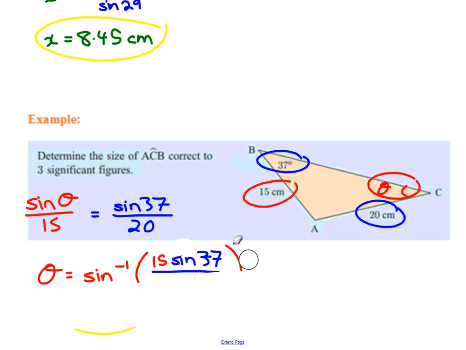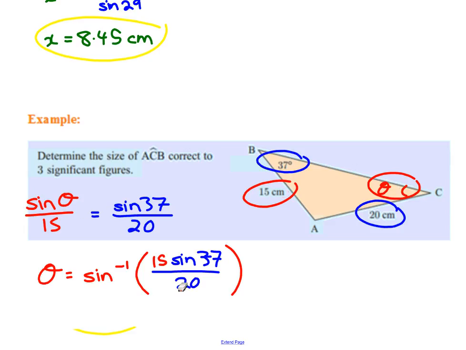So to begin with, you might want to write everything out. So multiply both sides by 15, which makes it become 15 sine 37 over 20. And then I went straight to sine minus 1 of all of that. It's possible you can do that. You just have to be conscious and remember to always take the inverse sine of both sides as well as multiplying by the length.